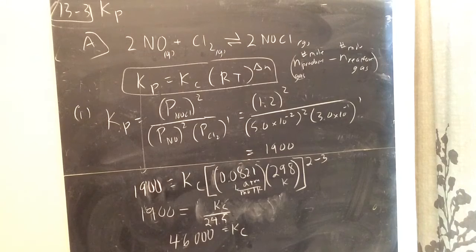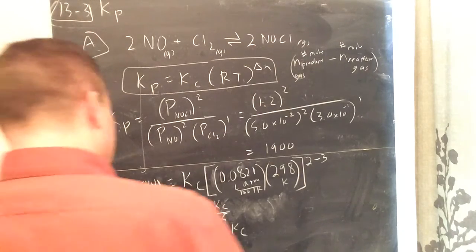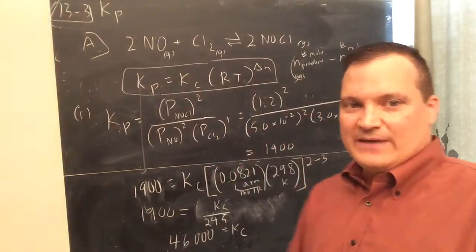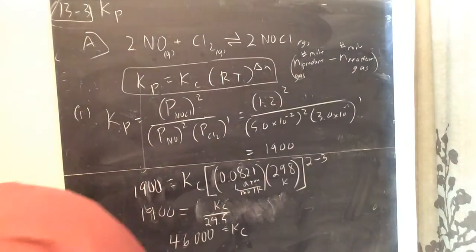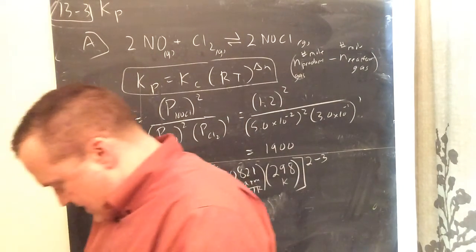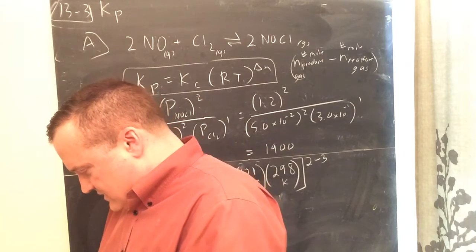0.0821 times 298. Now, if I do it the other way, it's 0.0408 if I raise that to the negative 1 power. And if I divide 1900 by that number, yep, it's correct. 46000 is Kc. And you don't have to worry about any units on it. All right. Then it says they gave you Kp on letter C.